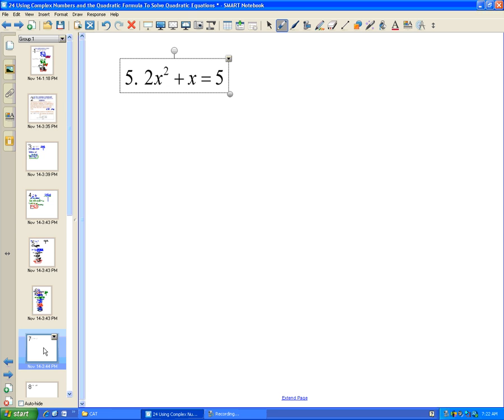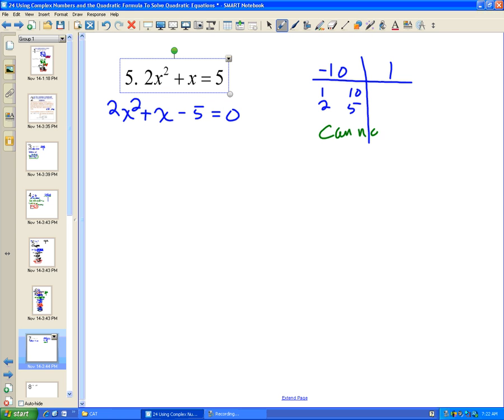Again, number 5, I have 2x squared plus x. I'm going to subtract 5 from both sides, is equal to 0. Again, I want to double check, can I factor this? What multiplies to be negative 10 and adds to be 1? Well, what multiplies to be 10 are 1 and 10 and 2 and 5. None of those will give me 1. So the only thing I have left, because I cannot factor it, since I cannot factor this, I'm going to go ahead and use the quadratic formula.